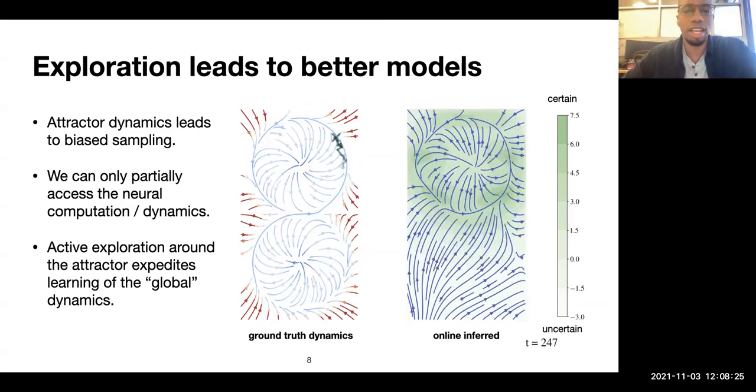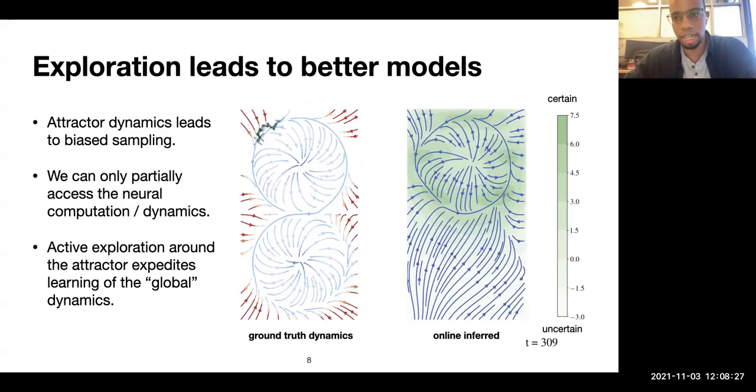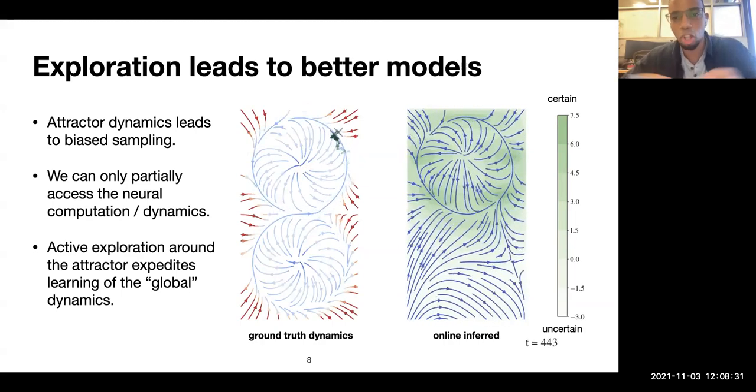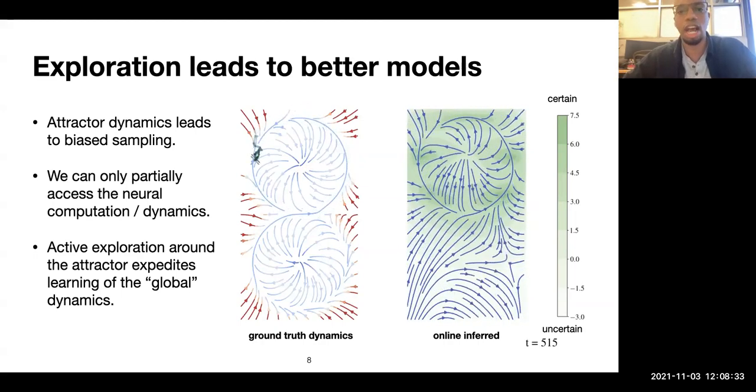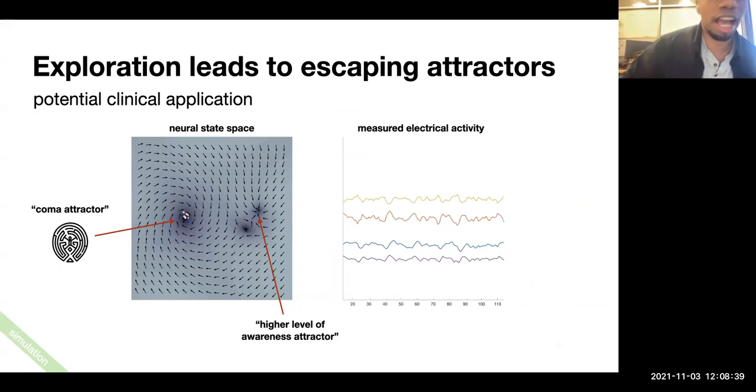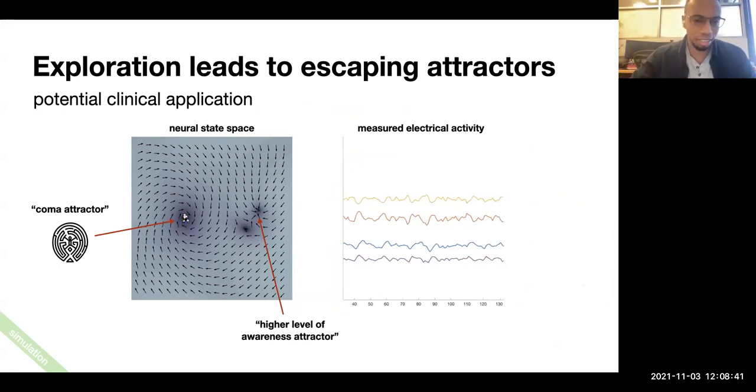And so what this means is that we're only getting a partial view of the dynamics. But if we had an algorithm that could perturb this, then we can get a much more global view. And this is useful because now we can learn more things about neurocomputation. Clinically, exploration is also pretty amazing too.